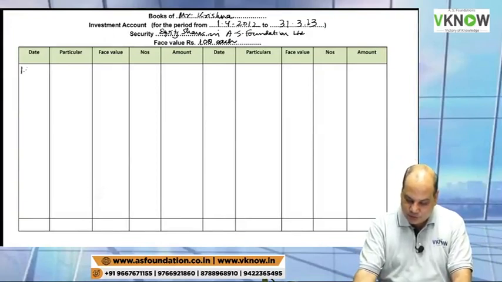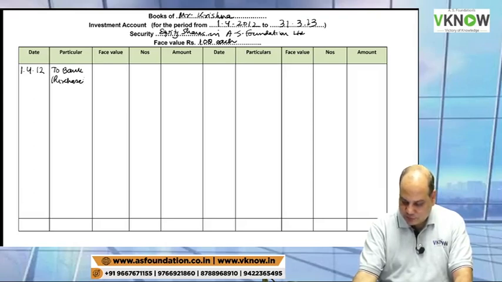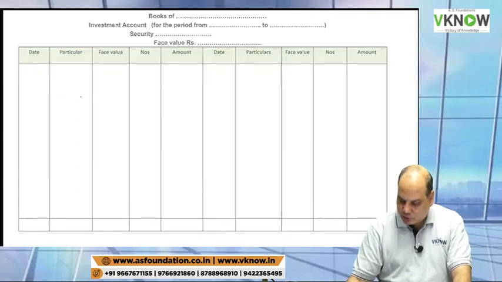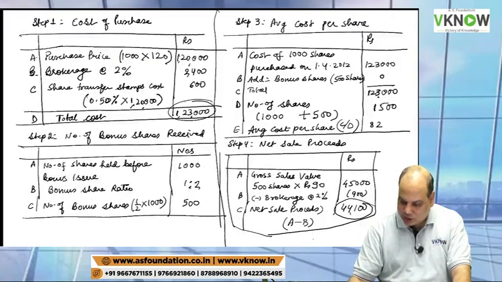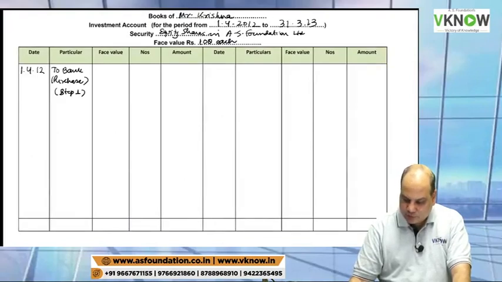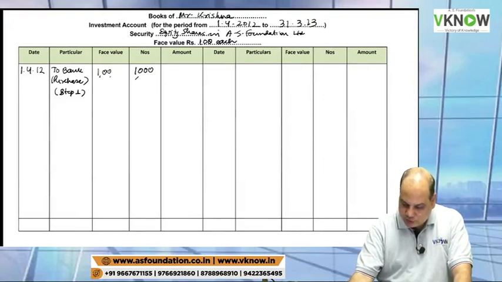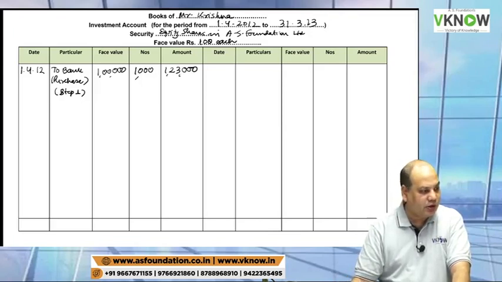If you give me the answer first, 1412, to bank, purchase, step 1 or working note 1, you will see here on the screen 1,23,000 is the cost. Numbers purchased is 1000. So face value is 1 lakh. And the amount is 1,23,000. So yes is right.